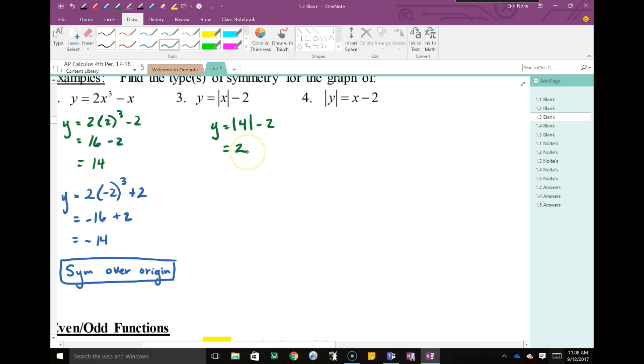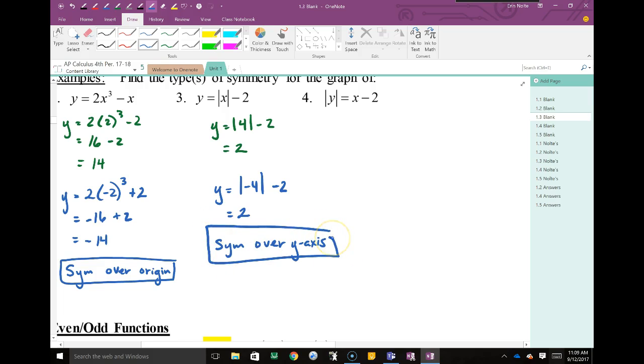So 4 results in a 2. Okay, so let's think about y symmetry. What do I want to test? What is the point I want to exist? We want to have a -4 result in a +2, right? So if I plug in -4, will that result in the same value? Yes. Okay, so we can conclude that this is symmetrical over the y-axis.